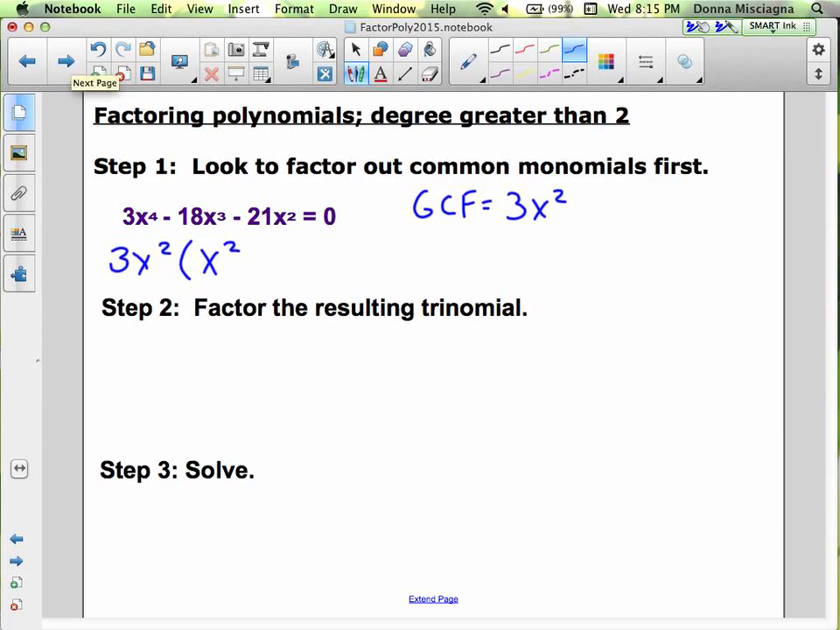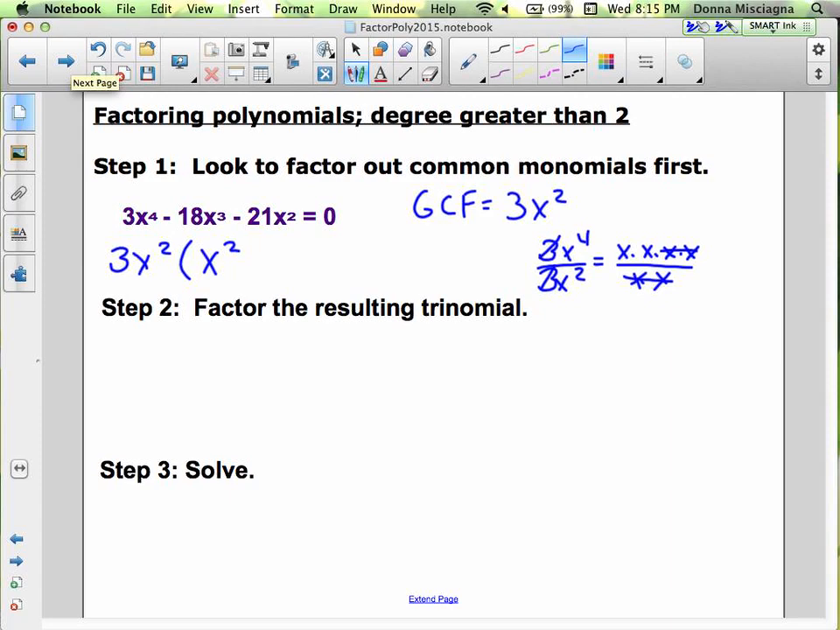Right? And if you're not sure, I'll put it over here. So 3x to the 4th divided by 3x squared. The 3's would cancel. So now I've got x times x times x times x in the numerator and x times x in the denominator. You can cancel out 2 x's in the numerator and denominator. That's why that's x squared.